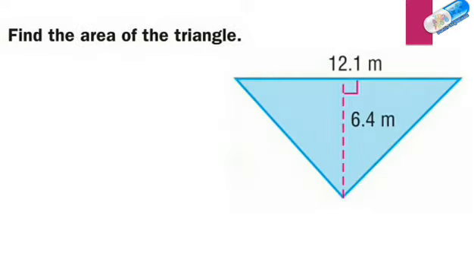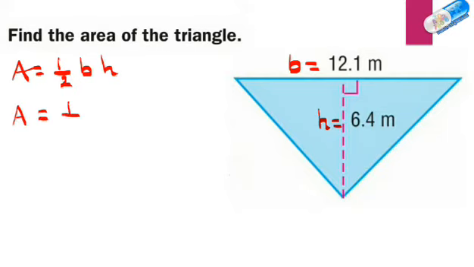Another example: find the area of this triangle. This triangle has a base, as you see, of 12.1, this is B, and 6.4, this is H. So again, I write the formula A equals half BH. So A equals half times B, which is 12.1, times H, which is 6.4. Now we can multiply 12.1 times 6.4, then divide it by 2, or we can divide one of them by 2 first, then multiply it by the other one.